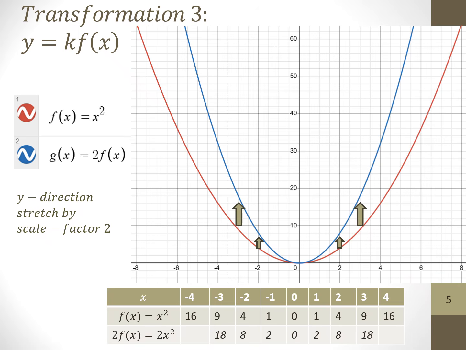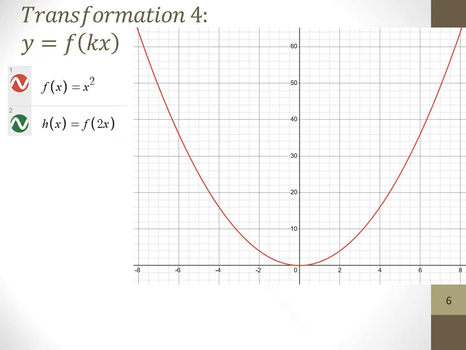The coordinates at (3, 9) and (-3, 9) get stretched up to (3, 18) and (-3, 18) on the new blue graph g of x. And also the points (4, 16) and (-4, 16) will get stretched up to the points (4, 32) and (-4, 32).